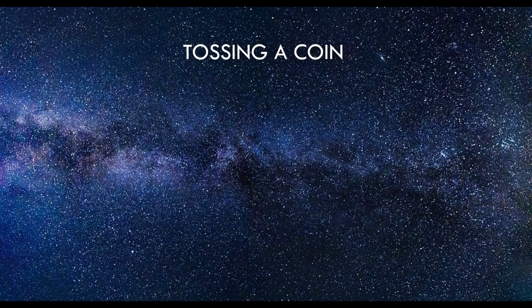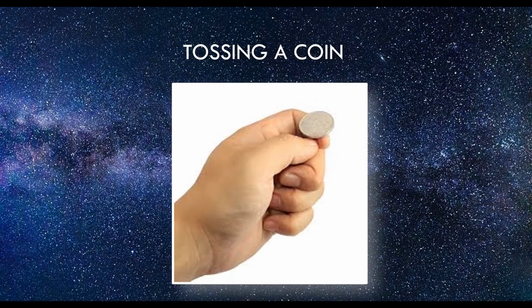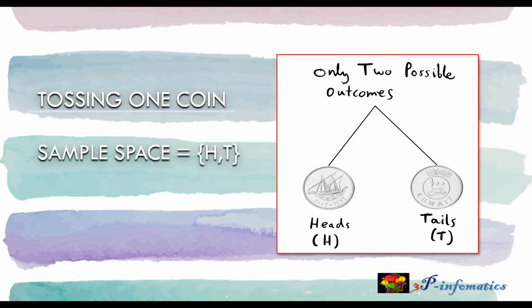Tossing a coin. When one coin is tossed, the possible outcome is head or tail. The sample space is equal to {H, T}, and n(S) is equal to 2.